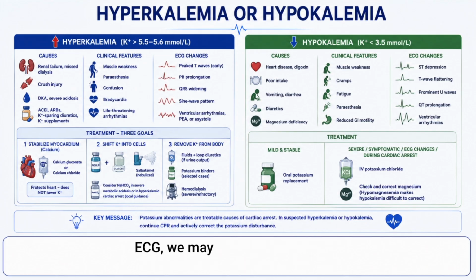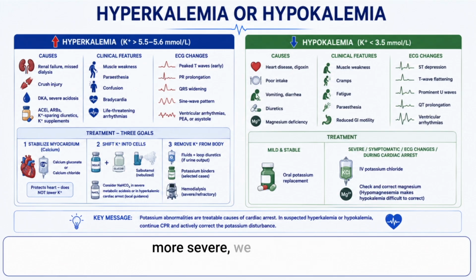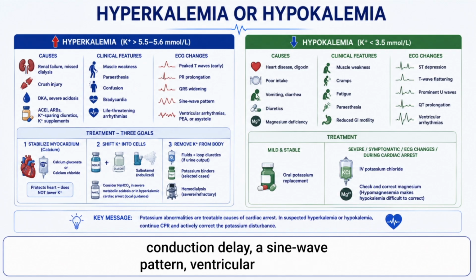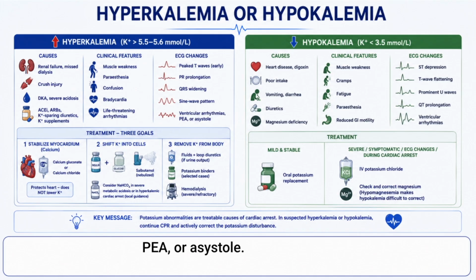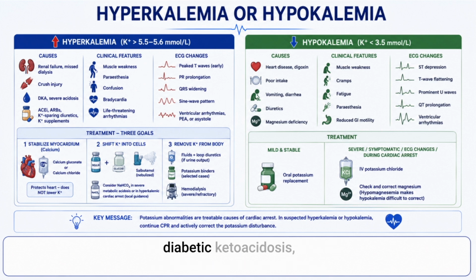On ECG, we may see peaked T waves early. As hyperkalemia becomes more severe, we can see PR prolongation, QRS widening, conduction delay, a sine wave pattern, ventricular arrhythmias, PEA, or asystole. Hyperkalemia should be suspected in patients with renal failure, missed dialysis, crush injury, severe acidosis, diabetic ketoacidosis, or medications such as ACE inhibitors, ARBs, potassium-sparing diuretics, or potassium supplements.